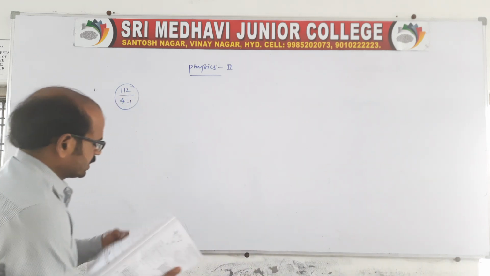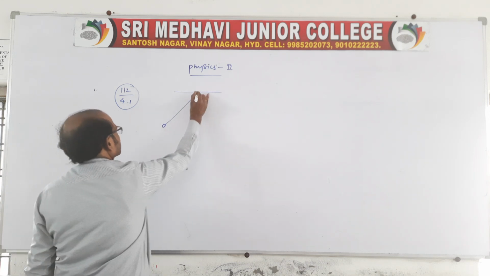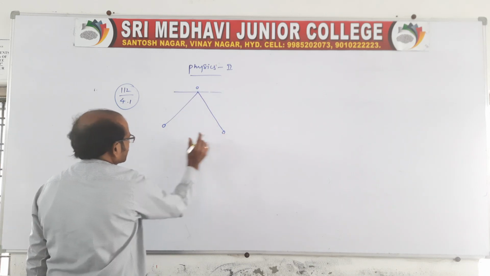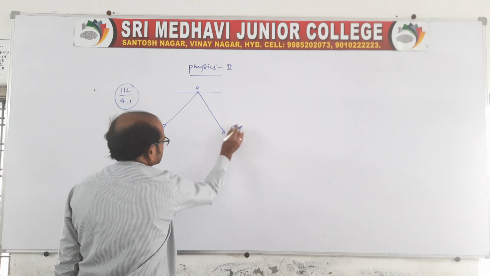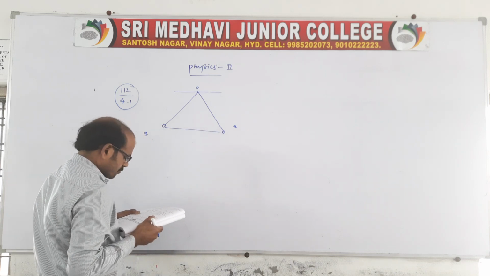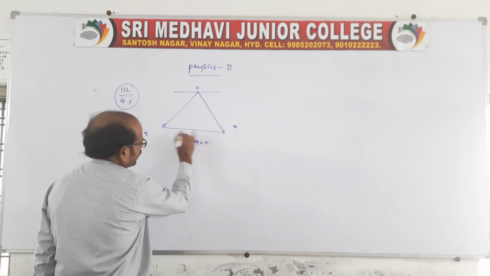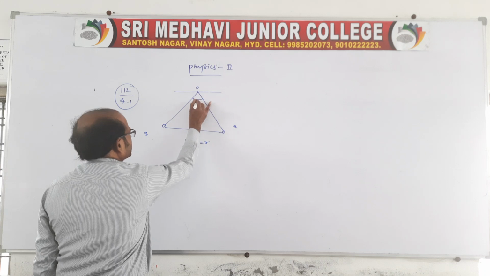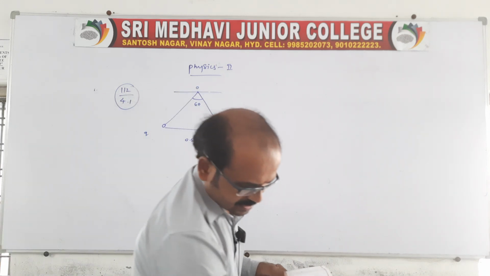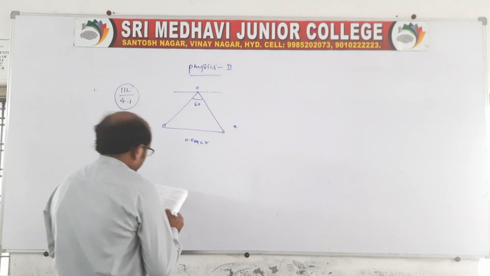The question, I'll explain. See, there are two threads which are suspended like this from the rigid support O. This is one ball having a charge q and this also has a charge q. The distance between the two balls is given as 0.5, right? And in between the two threads, the angle is given as 60 degree, right?